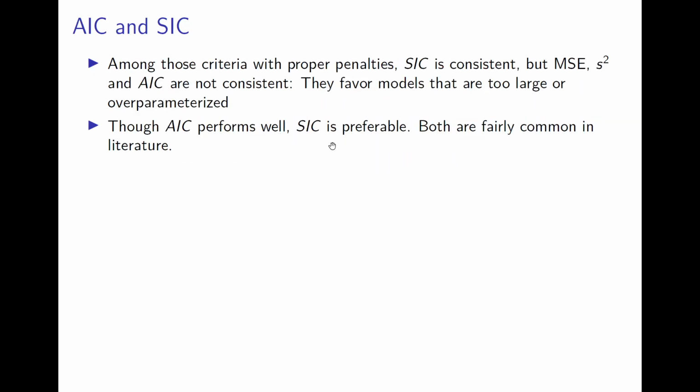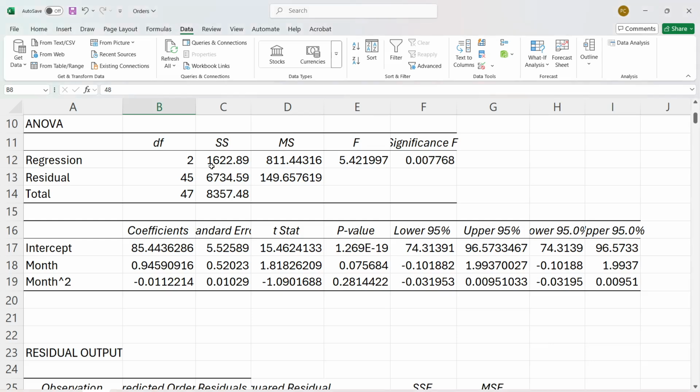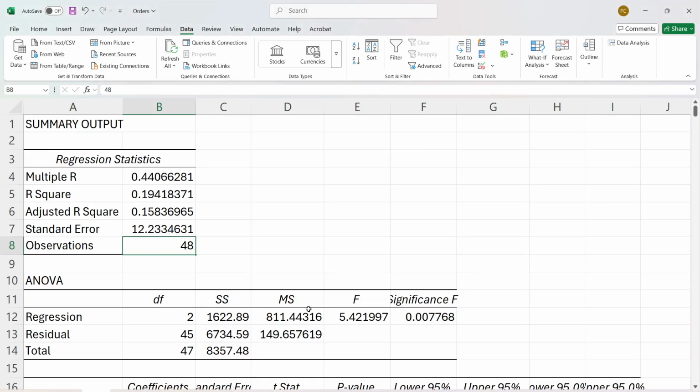AIC and SIC are both fairly common in the literature if you do look at real forecasting. And I can point you to a couple of papers that use AIC or SIC for model selection outside of the forecasting context. It is preferable to R squared or adjusted R squared or the standard error of regression. But what do we have to work with in Excel? Things that are a bit more mainstream. We have R squared, adjusted R squared, and the standard error of regression.